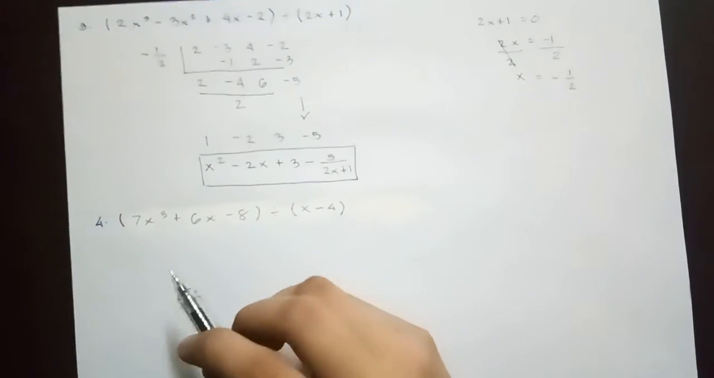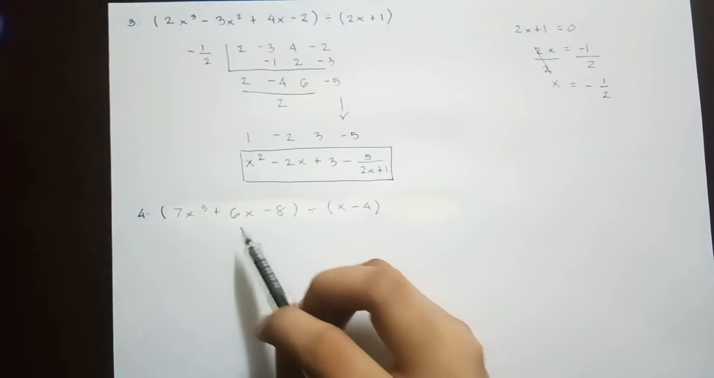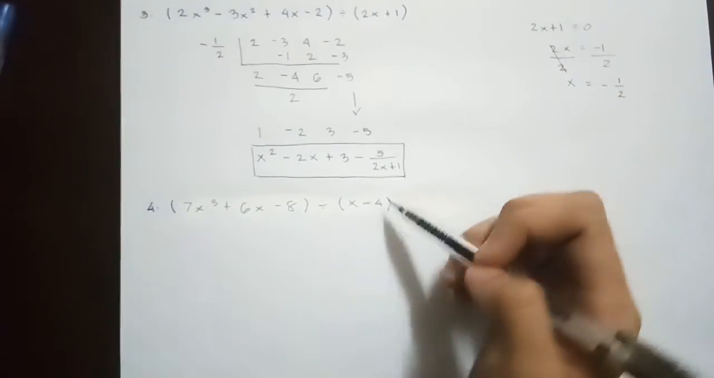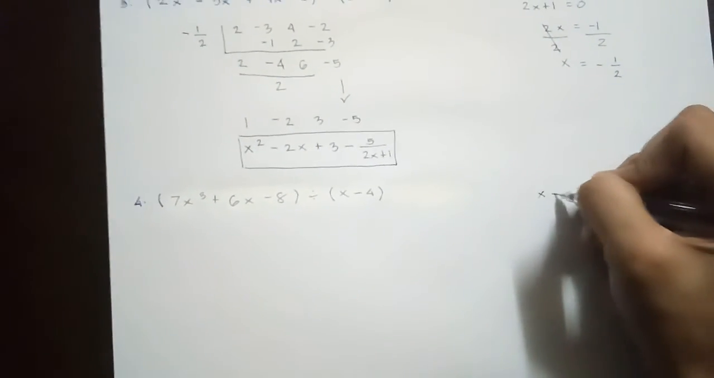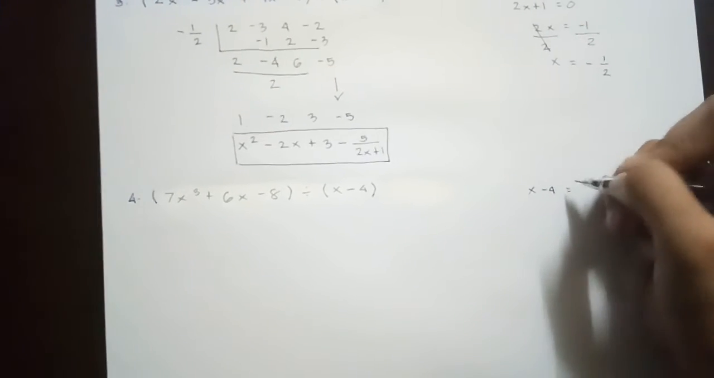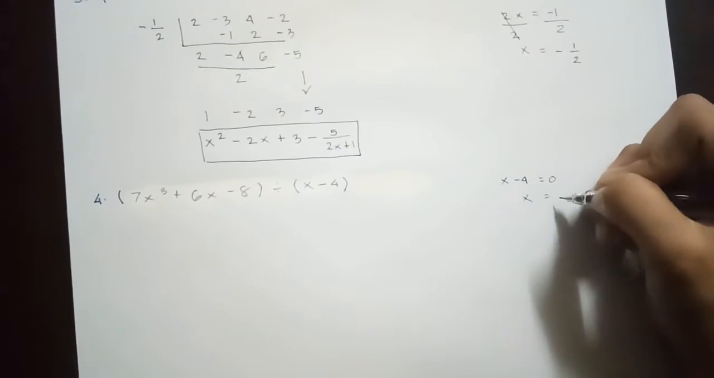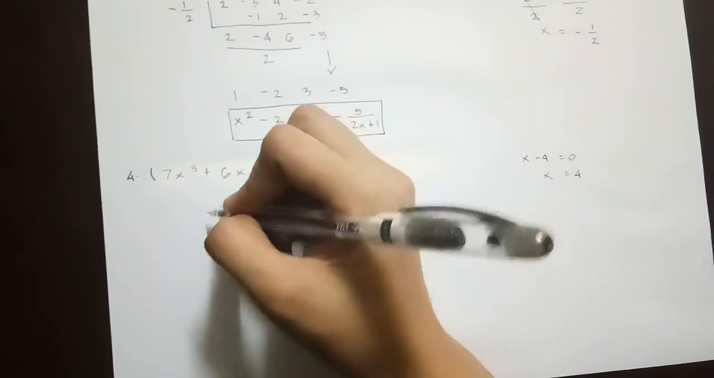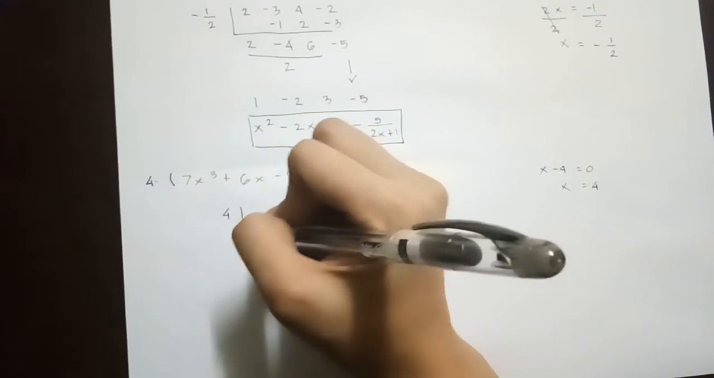Let's go to our last example. 7x cubed plus 6x minus 8 divided by x minus 4. So again, to get our divisor, x minus 4 is equal to 0, and we transfer 4, negative 4 will become positive 4. So our divisor is positive 4.